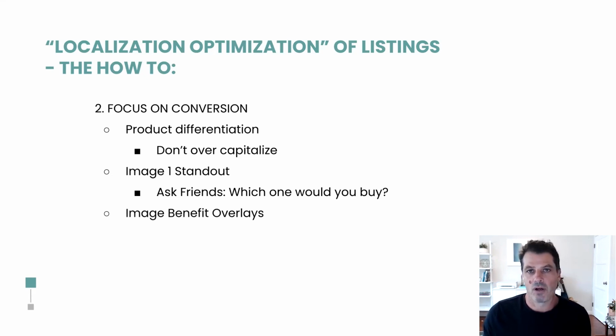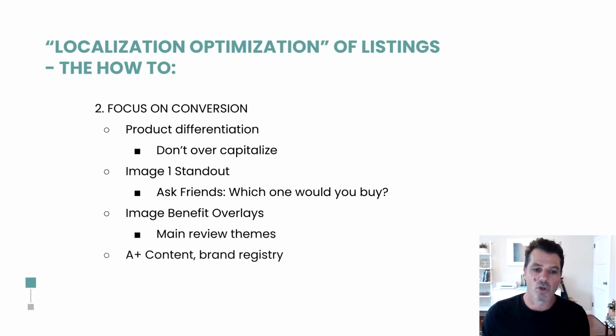Image benefit overlay. Everyone buys by images first, right? So your image 2 all the way through to 7, or however many you can in your category, make sure you take the main benefits of that product and overlay them on the images, because that's what they use to buy it. You can get that from the review themes as well, and make sure you have the key targets on those images. And then of course you have to have A+ content, brand registry.